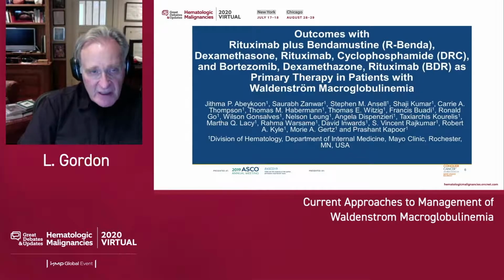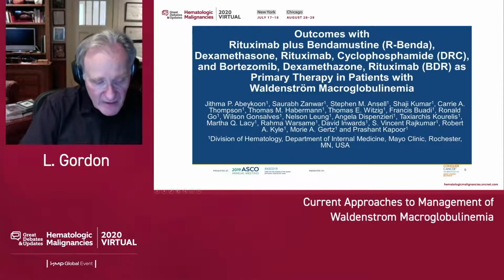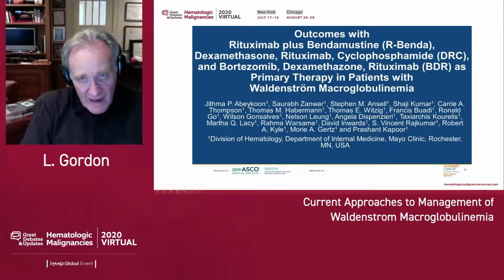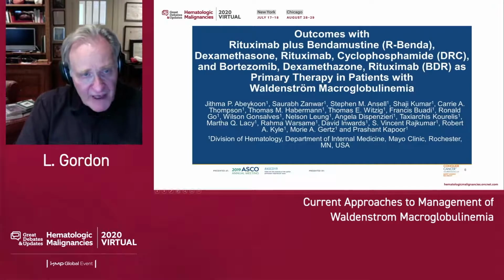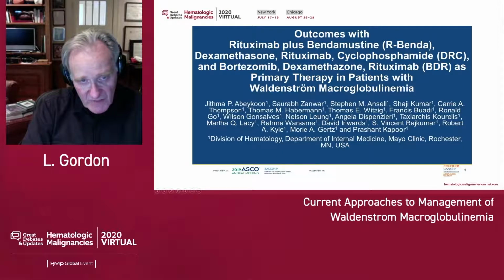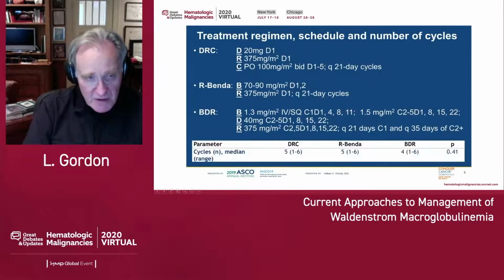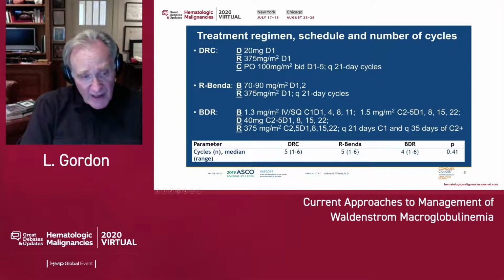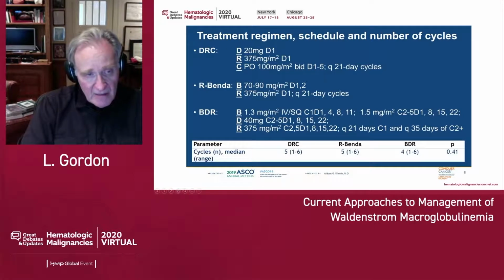If you look at some of the clinical trials, this is presented by the Mayo Clinic group, comparing bendamustine Rituxan, dexamethasone Rituxan and Cytoxan, and a proteasome inhibitor, bortezomib, dexamethasone, and Rituxan, as first-line treatment for Waldenstroms. These are the regimens, randomized 3-arm study, DRC, BR, or BTR, if you will.